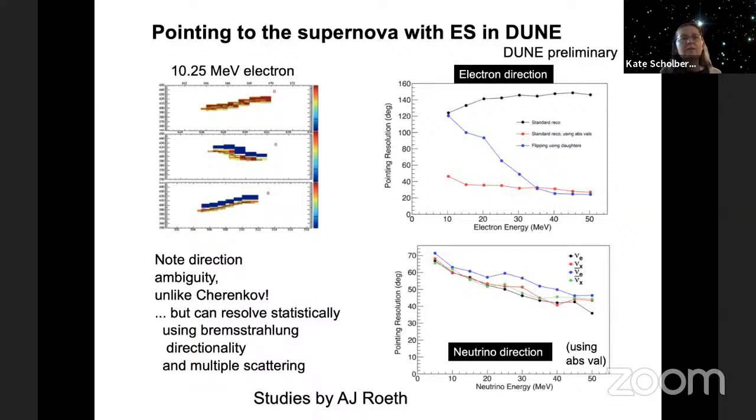And so you have to do some tricks to try to figure out if it was going forward or backward. It turns out there's more subtle information in the signal. And so these are examples of studies showing the angular resolution.